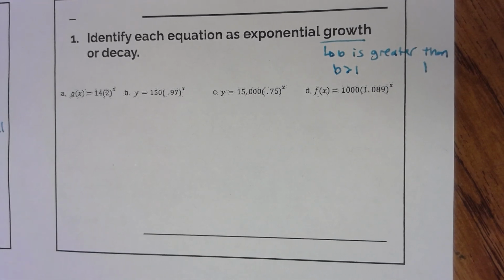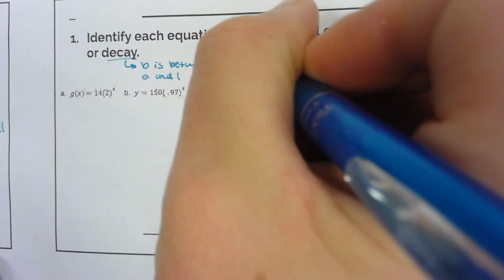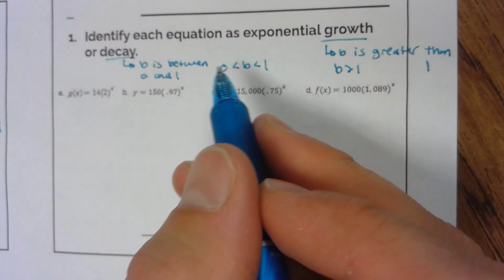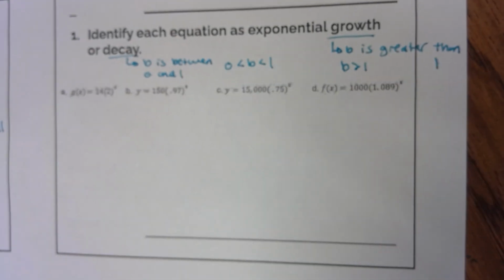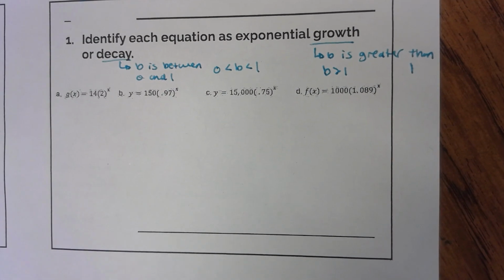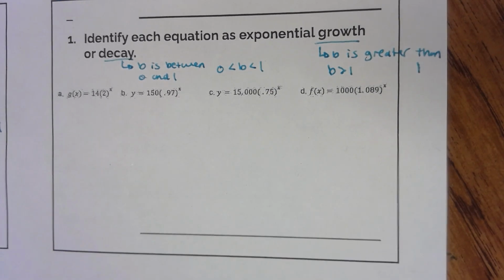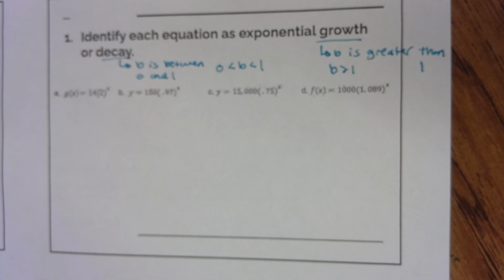For it to represent exponential decay, that base, or B, or the multiplier, is between 0 and 1. And the way that you're going to see me write that is as an inequality. This is saying B is greater than 0 and B is less than 1, or between 0 and 1. And that's a fancy way of saying that B is some decimal or some fraction that is smaller than 1. But it's going to always end up being positive.